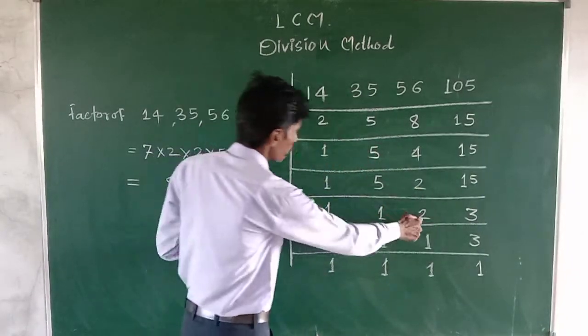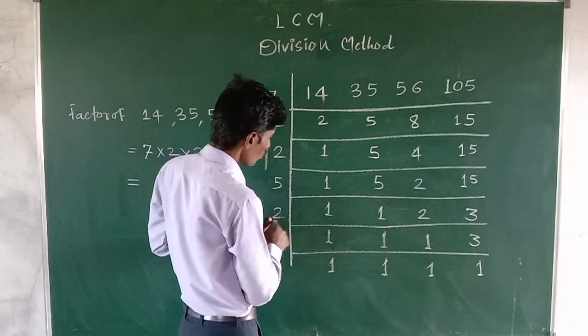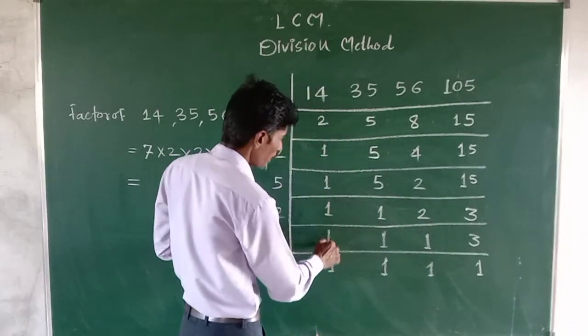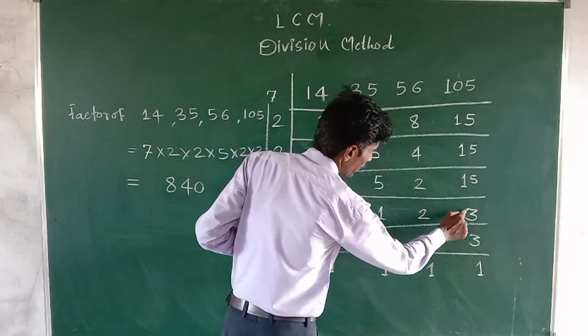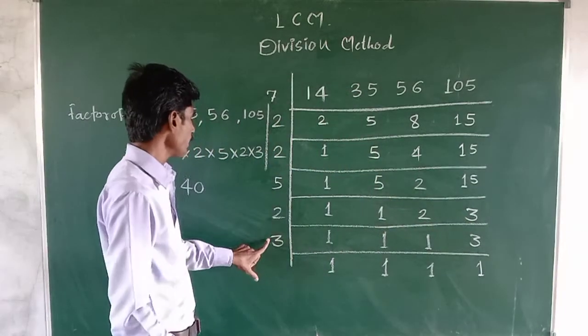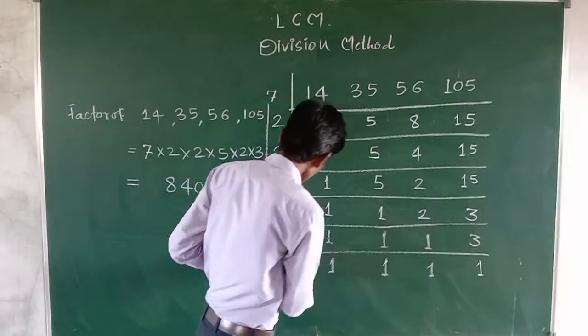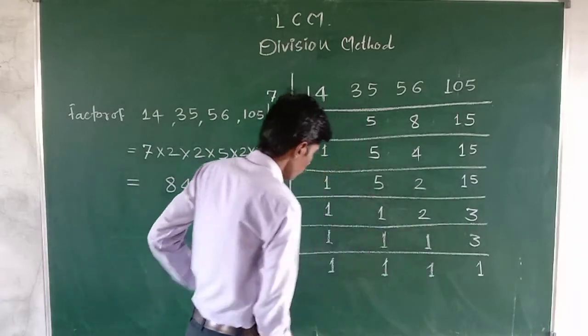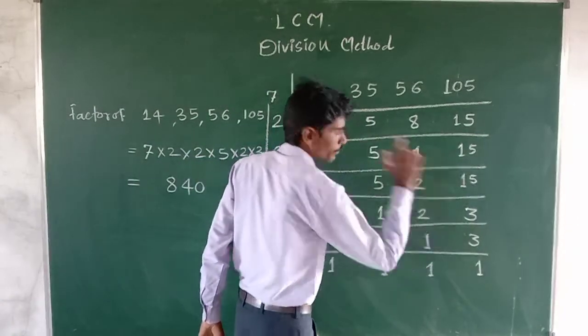Again this 2 can divide by this 2. That's why 2 1s are 2. 1 will be as it is, 1 will be as it is and 3 will be as it is. Then 3 can divide by this 3. So 3 1s are 3. So remainders are 1, 1, 1, 1.